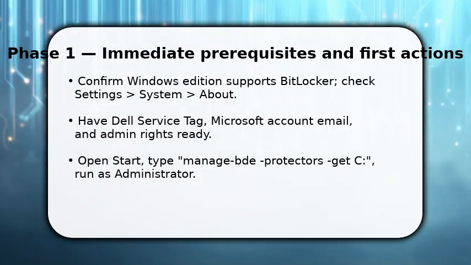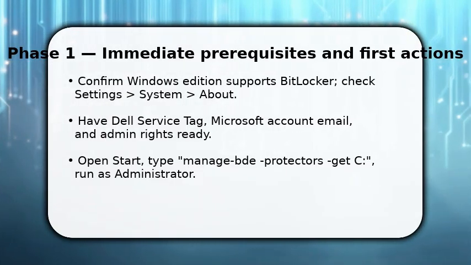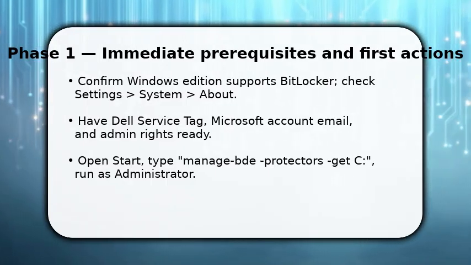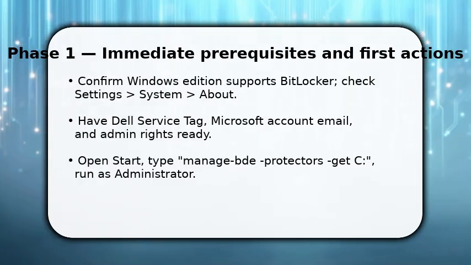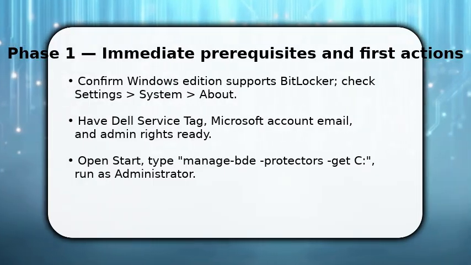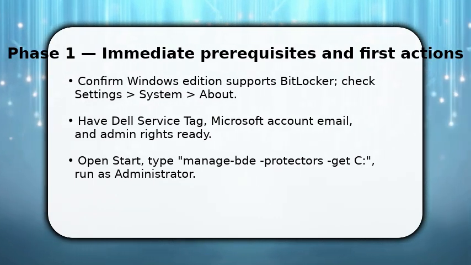Next, open an elevated command prompt. Type manage-bde -protectors -get C: and press Enter. This command lists protector IDs. Pay attention to the 8-digit recovery password ID string. You will use that exact ID when searching Microsoft or your organization's records.